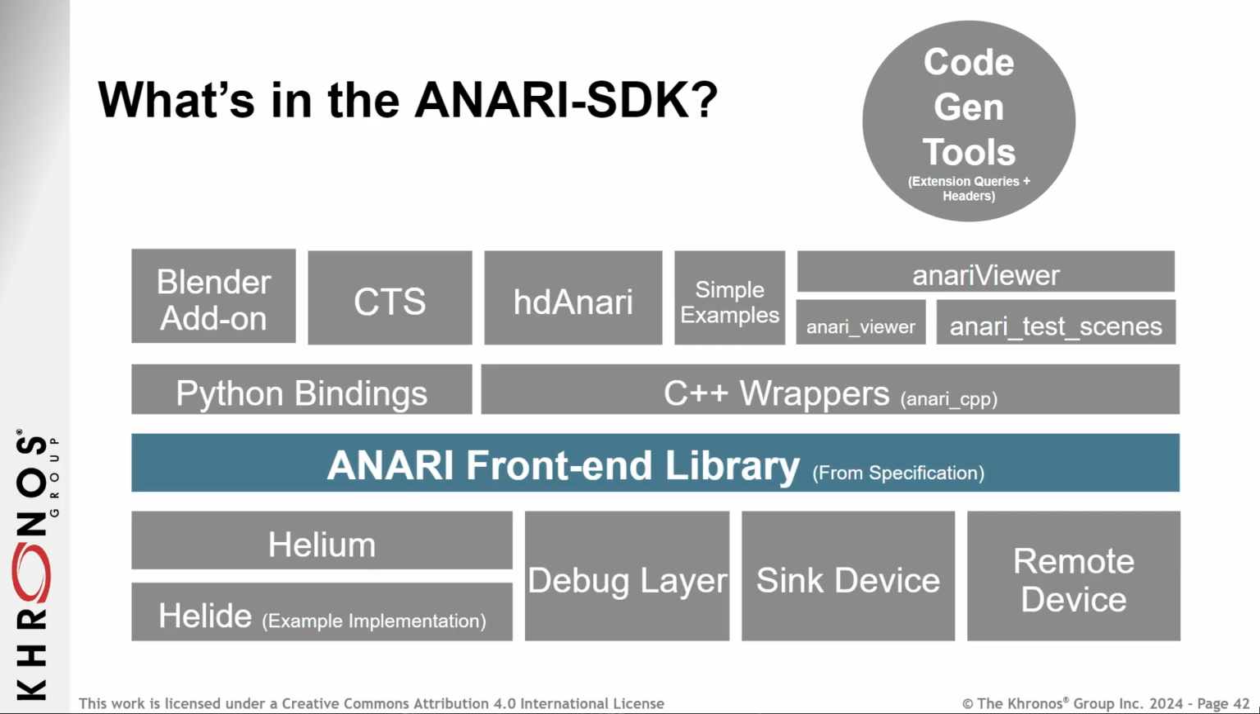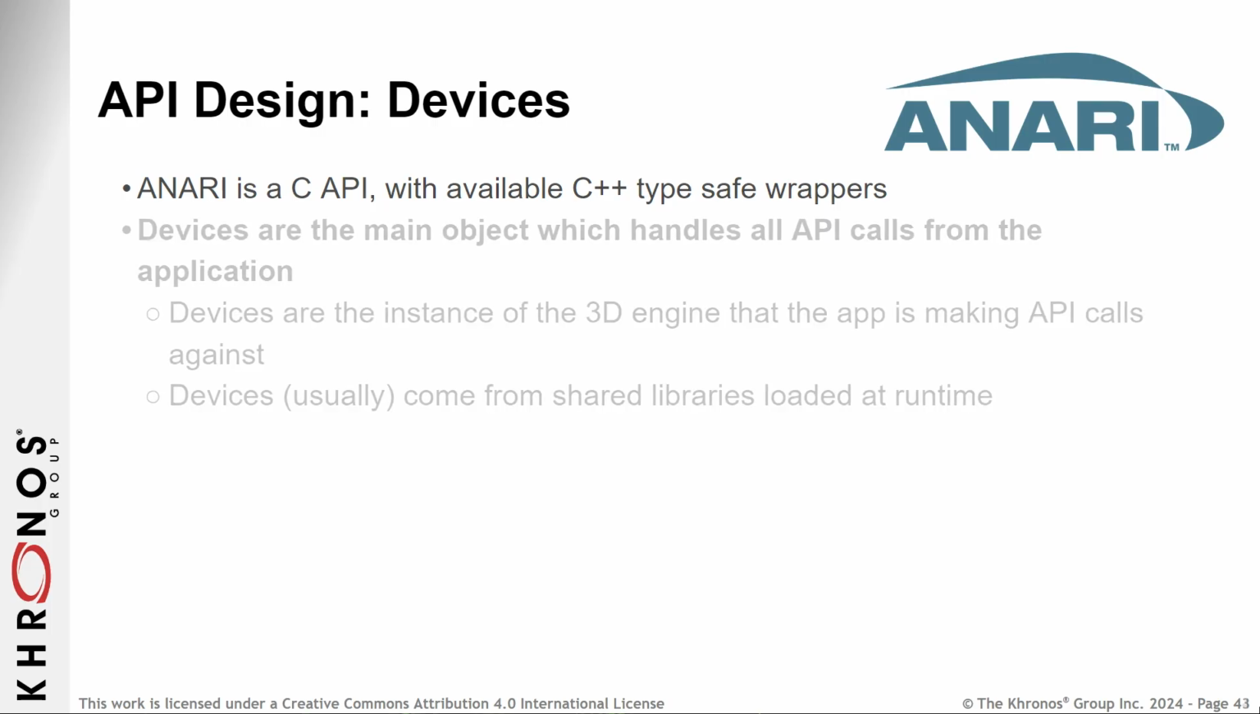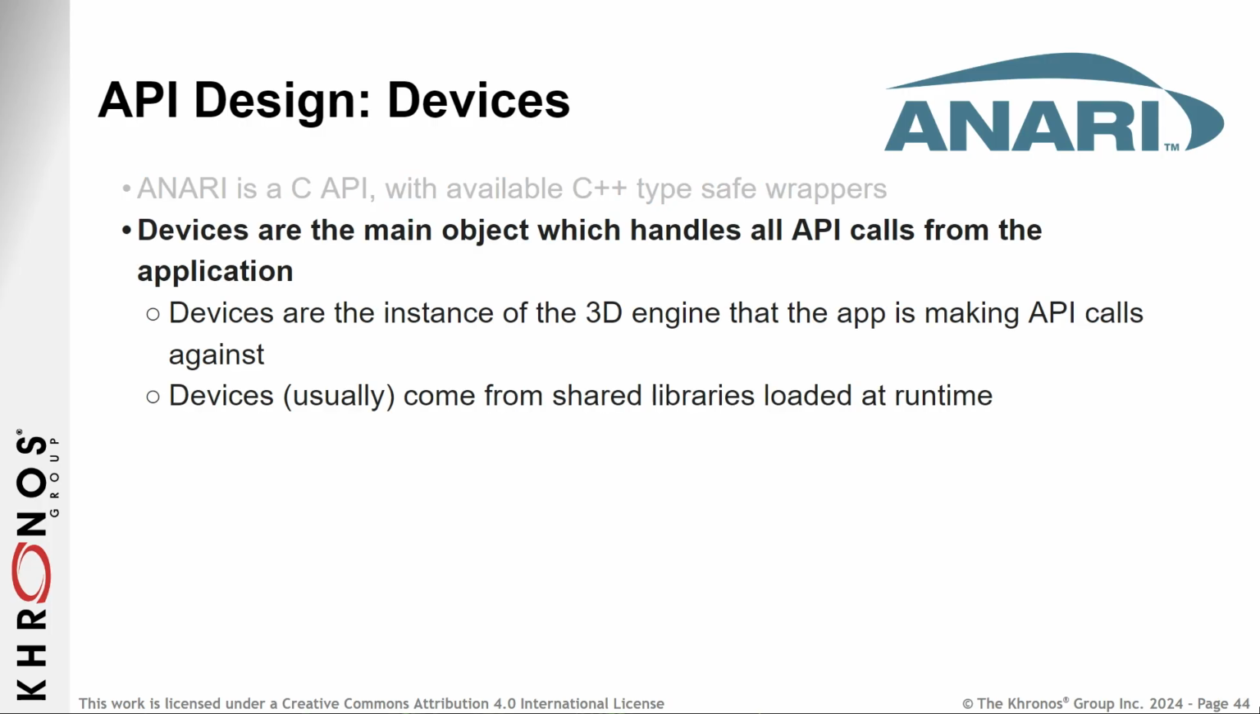Okay, so back to talking about the Anari front-end library. This is the thing that we're standardizing. And like I said, the main thing that you implement your application against is an Anari device. And so this is done with a C API, and we got C++ wrappers on top of it. But the device is really the instance of the implementation you're working with. So if you were to say, what's my instance of VizRTX? That's the VizRTX device. So this is not the library. This is the live thing you're talking to with the API.